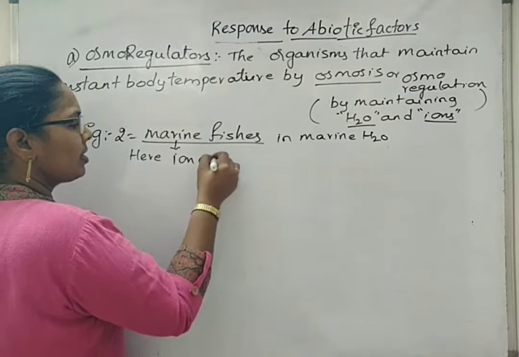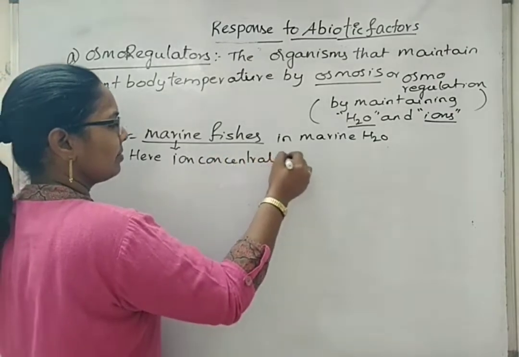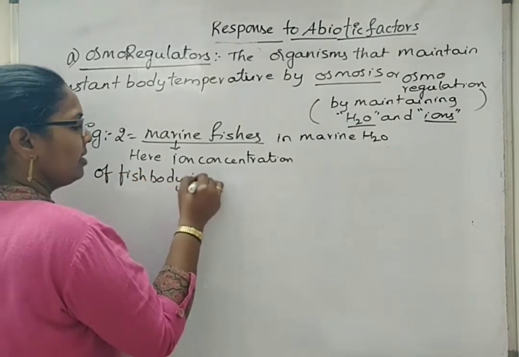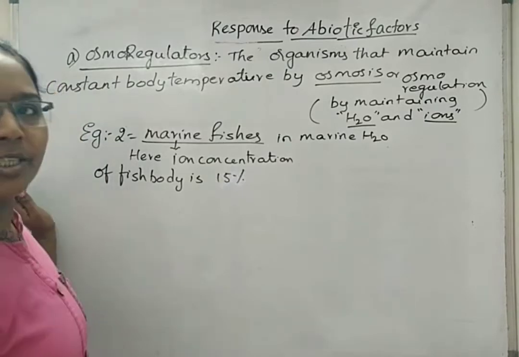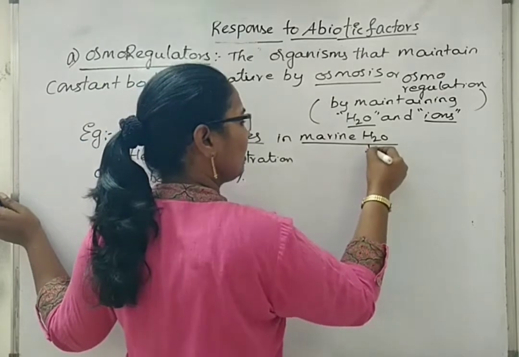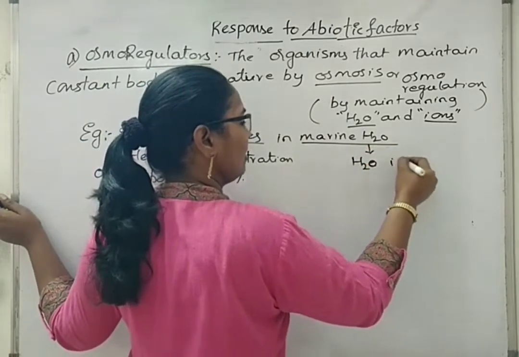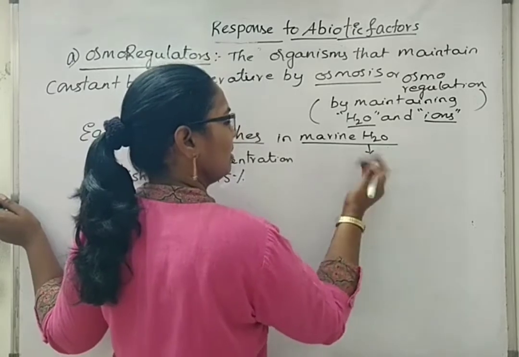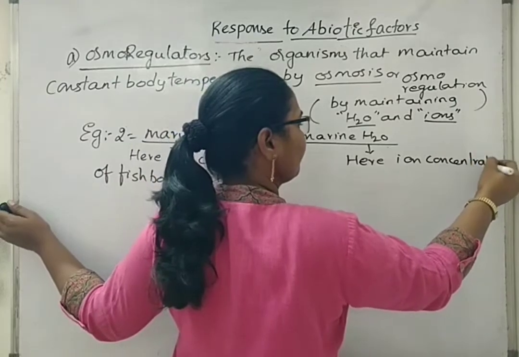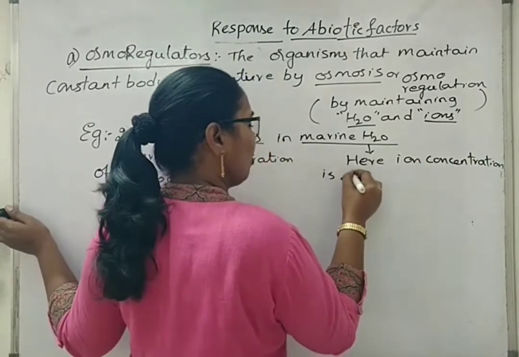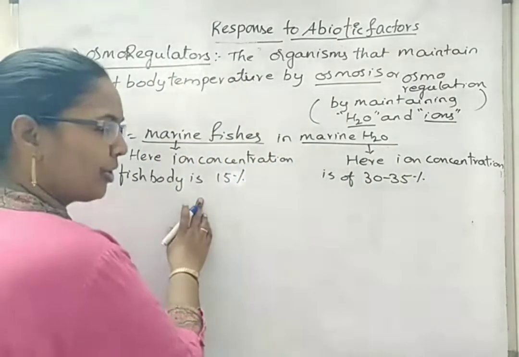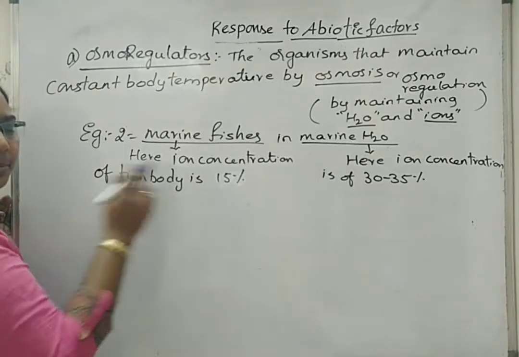Here the ion concentration of the fish body is now 15%, but in freshwater fishes we have seen it is only 5% ion concentration. In marine water, here the ion concentration is 30 to 35%, but inside the marine fish body the ion concentration is only 15%.